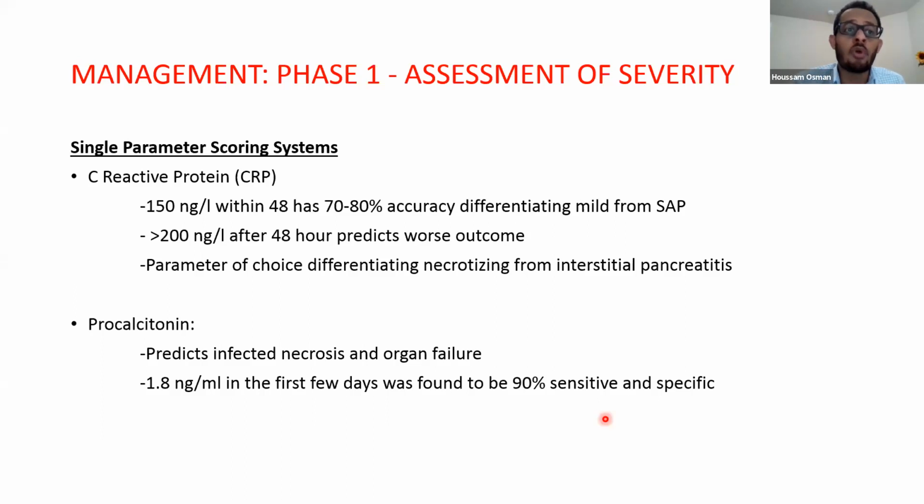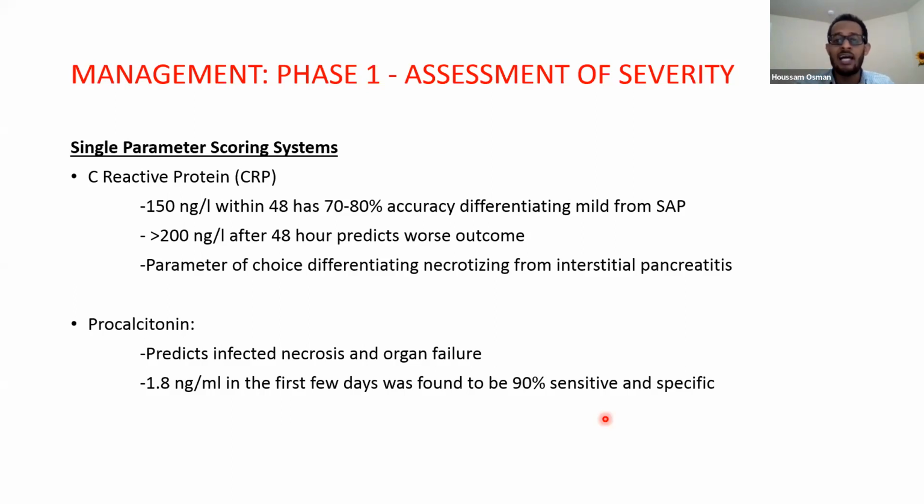Necrosis, you see on CT scan usually after 48 hours. Even in a patient who presents with pancreatitis, if you do the CT scan when they hit the emergency department, you're not going to see necrosis. Infected necrosis usually happens 3-4 weeks down the road. You're not going to see it early on.